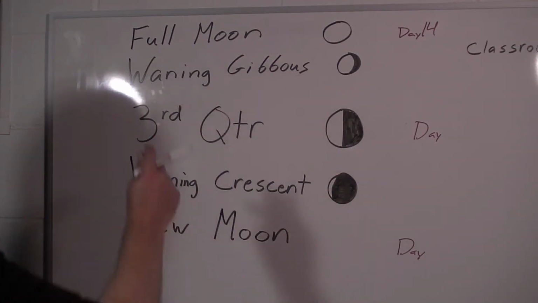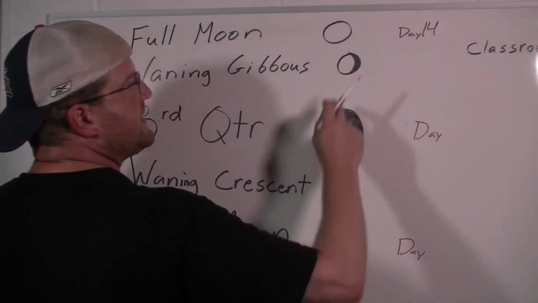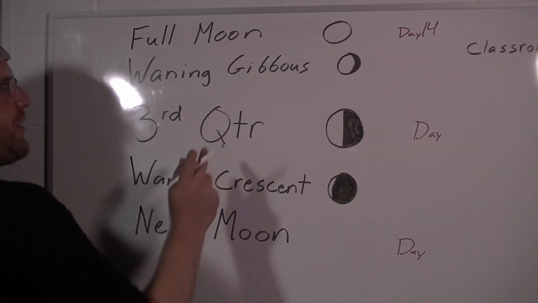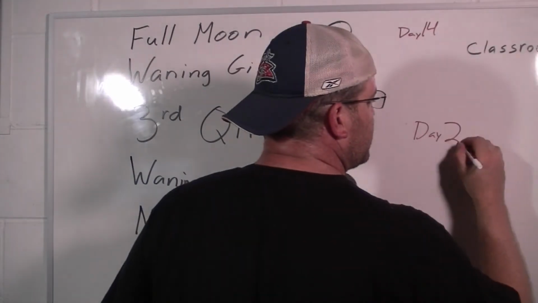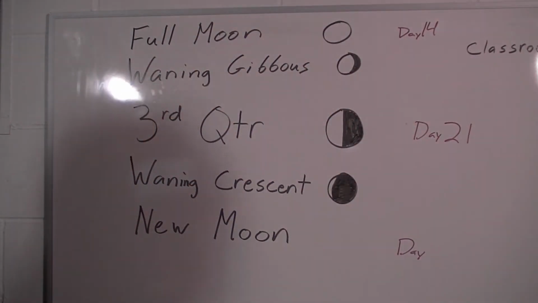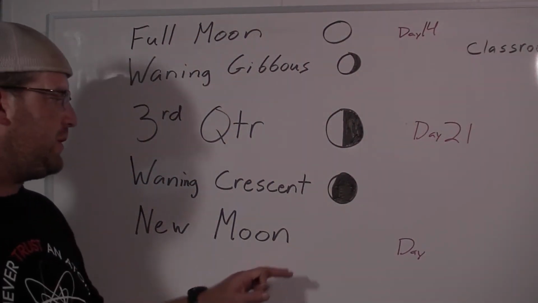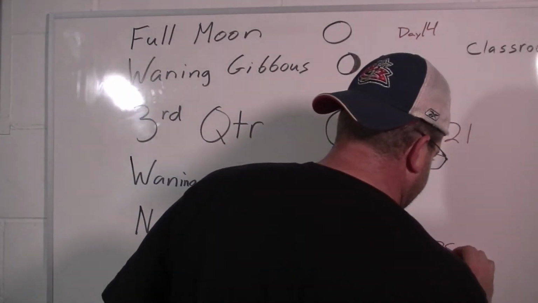So we said that the full moon previously was day 14, so we're going to keep that day 14. On the third quarter, it's going to be day 21 of the moon cycle. And for the new moon to go back to is going to be day 28.